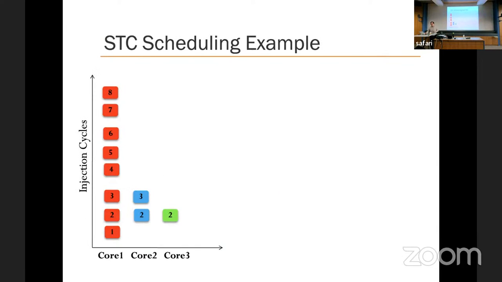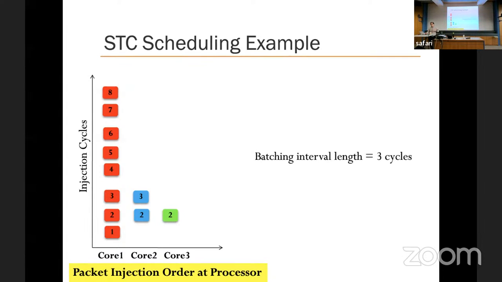So let's take a look at an example of a scheduling policy. So these are different cores. We're looking at it from a core perspective. And these are different injection cycles. And these are packet injection orders. So we're going to design a policy that actually uses batching to coordinate across the routers. So again, every core follows a static batching schedule.